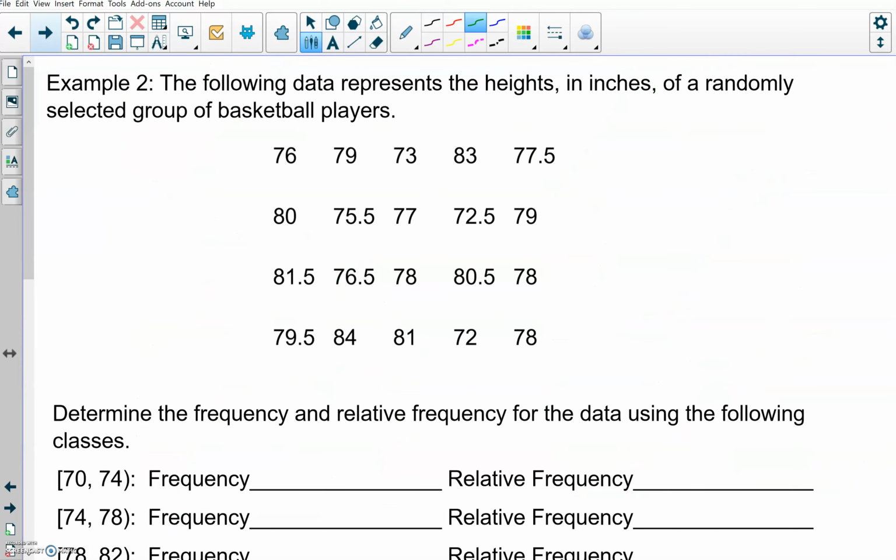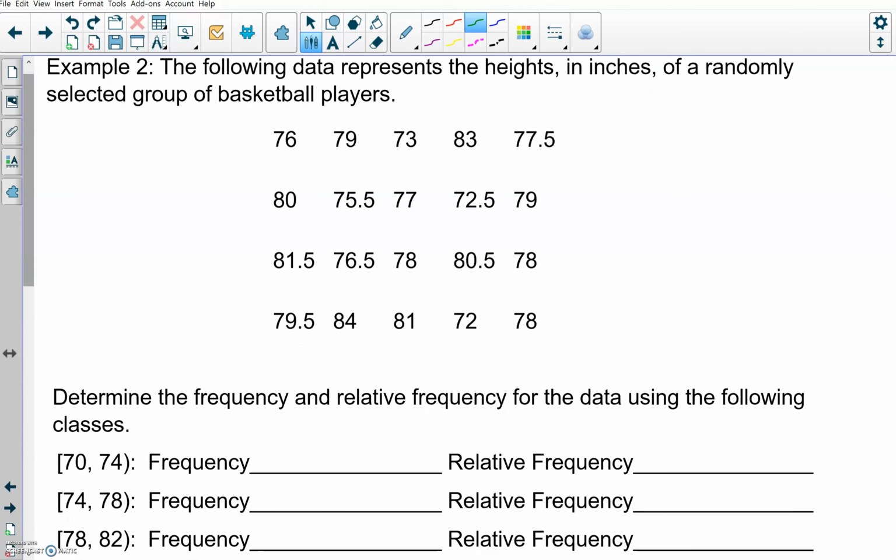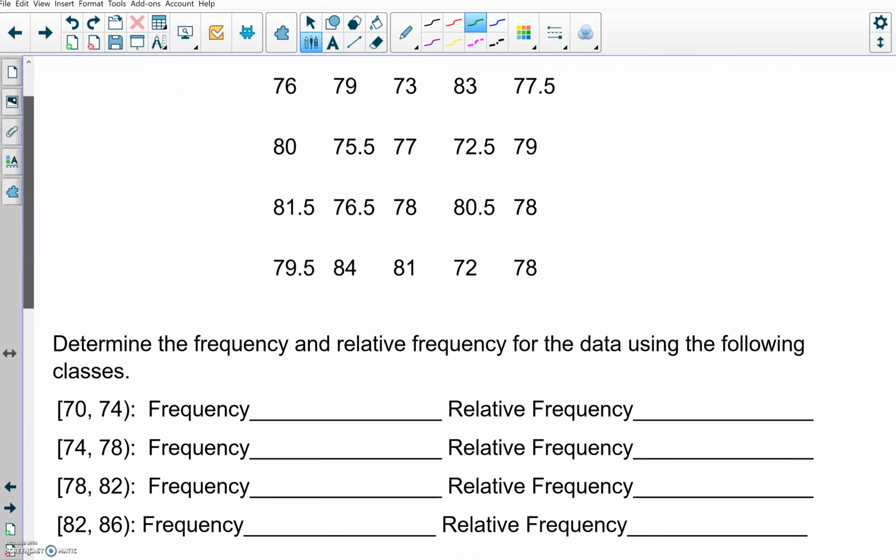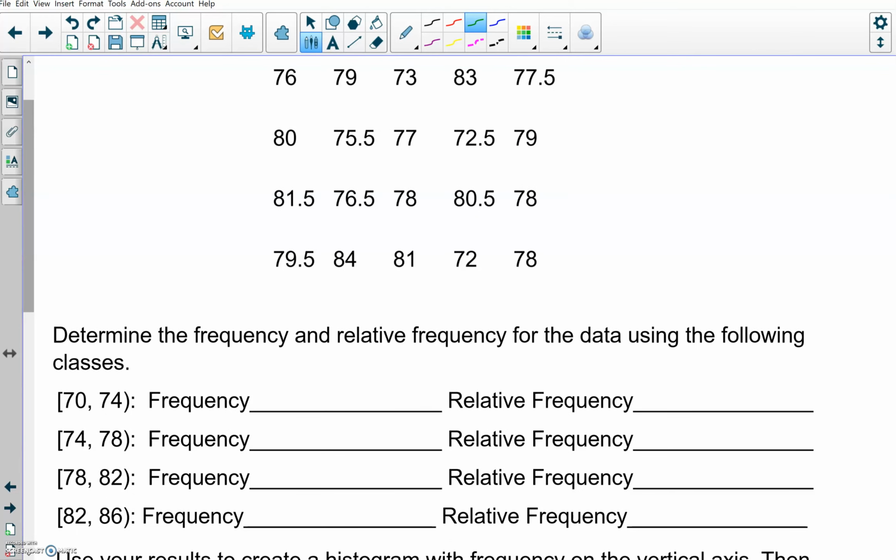All right, so this example here, basically we're going to start putting some of the stuff in play with histograms and shapes. So we have some data here for the heights of some randomly selected basketball players, and the heights are all in inches there. And then down below, I want you to find the frequency and relative frequency of each class.